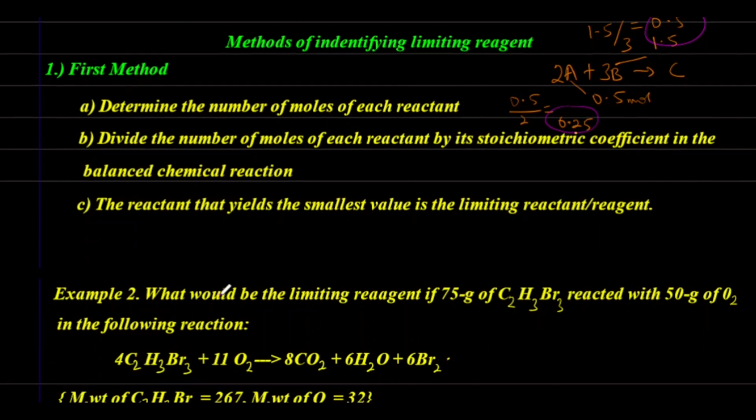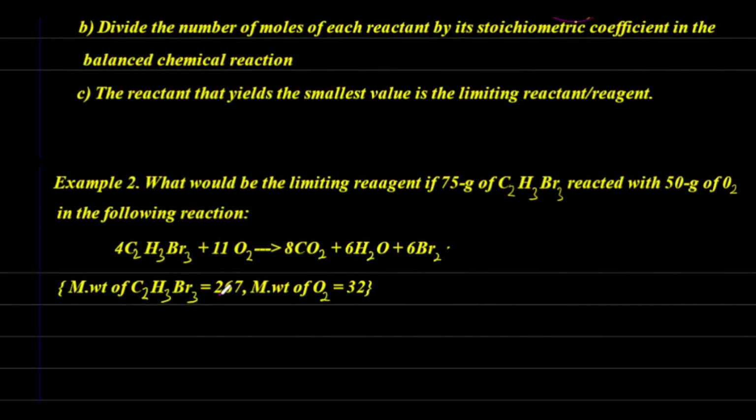Now let's look at this example 2. It says, what will be the limiting reagent if 75 grams of C2H3Br3 reacted with 50 grams of O2 in the following reaction. The reaction is already balanced. We just want to determine the limiting reagent. Since we are given the mass of the first reactant, which is C2H3Br3, and we are given the mass of the second reactant, which is O2.